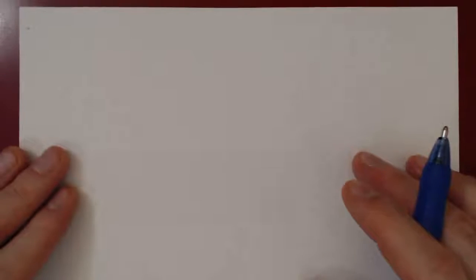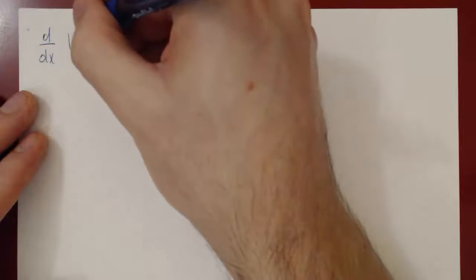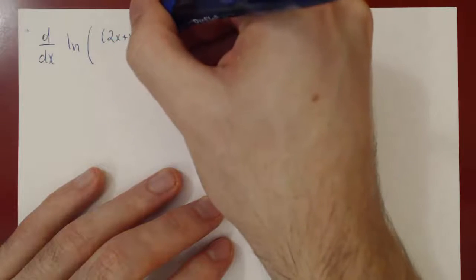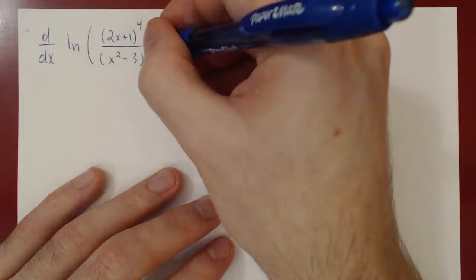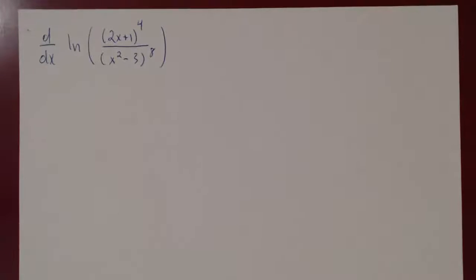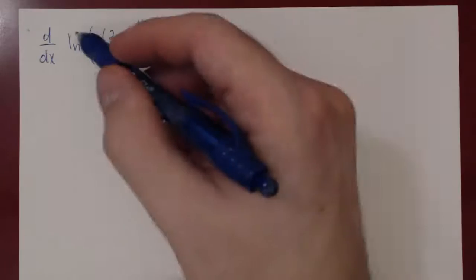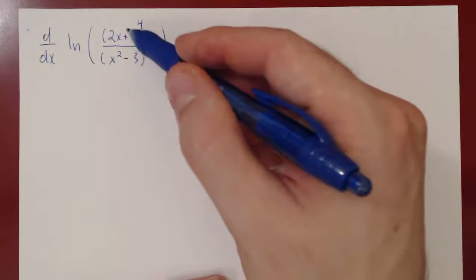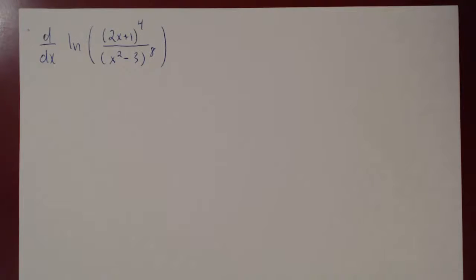So what if I gave you a quotient, and I said find the derivative of the ln of, say, (2x plus 1) to the 4th power over (x squared minus 3) to the power of 8. Now if you differentiate this directly, you would have the derivative of ln, which is 1 over this inside, times the derivative of the inside, which would involve a quotient rule and a chain rule on top and on the bottom. But if we simplify before we differentiate, we can save ourselves a lot of work.